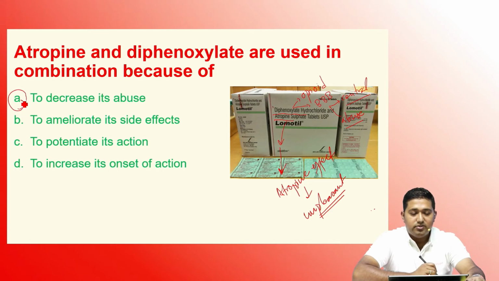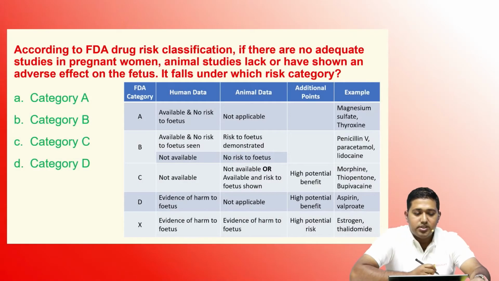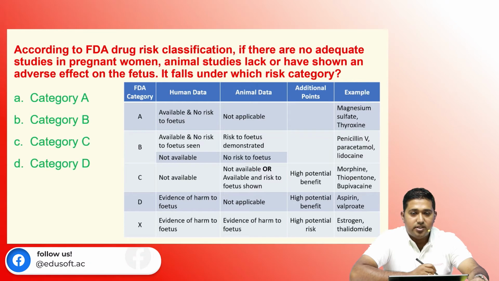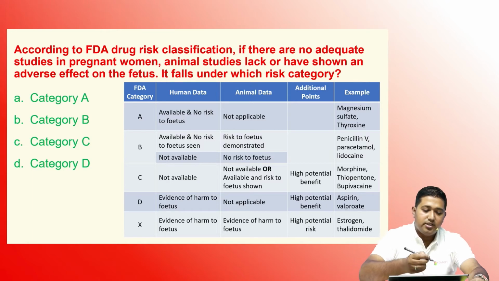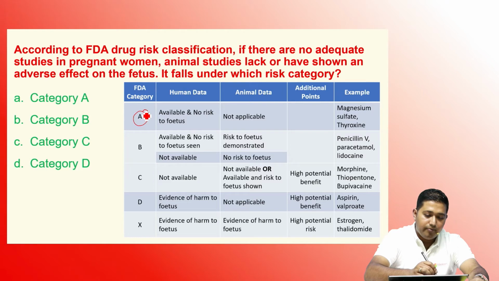Now let's go towards our next question. According to the FDA drug risk classification, if there are no adequate studies in pregnant women, animal studies lack or have shown adverse effects on the fetus, it falls under which category? The options are category A, B, C and D. As we all know, in the FDA classification we have categories from A to X, and category A is the safest drug, category X is the contraindicated drug.